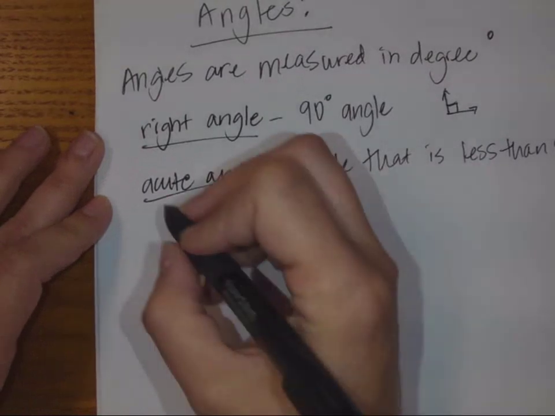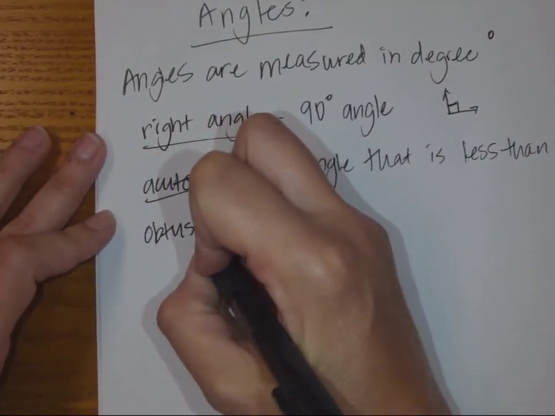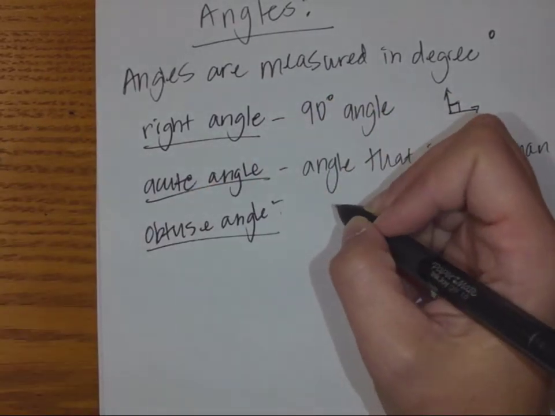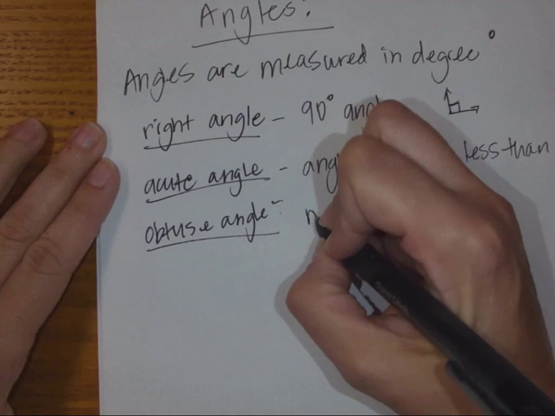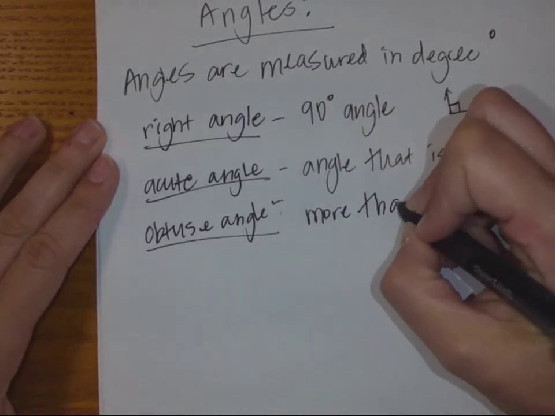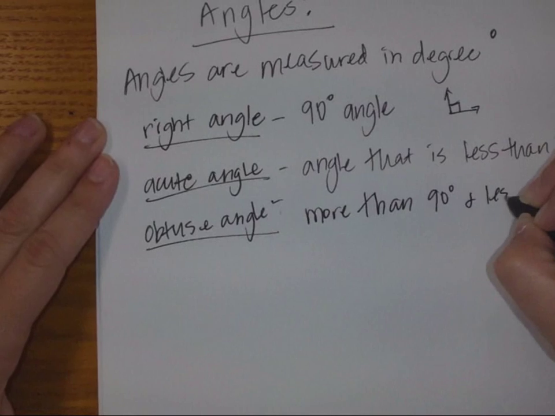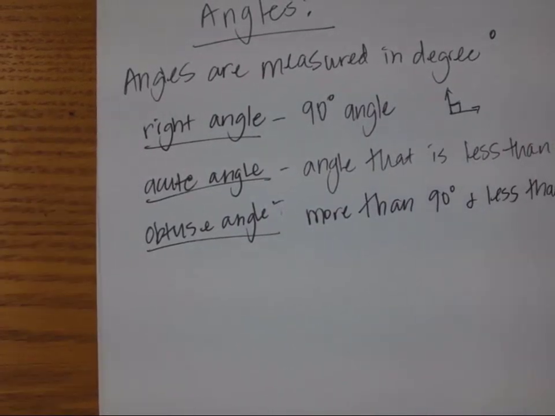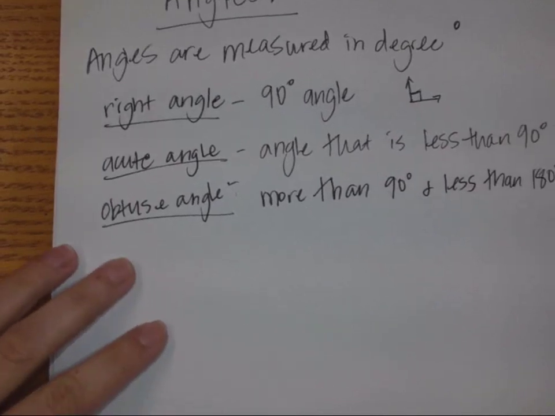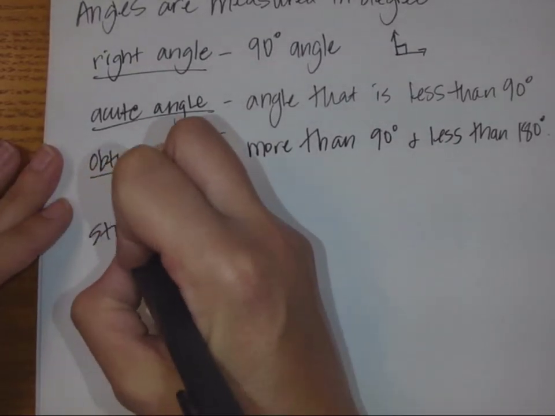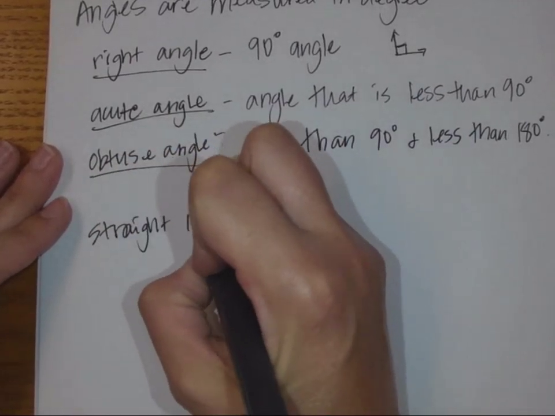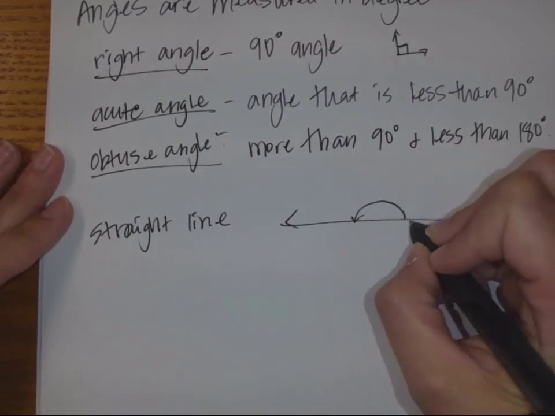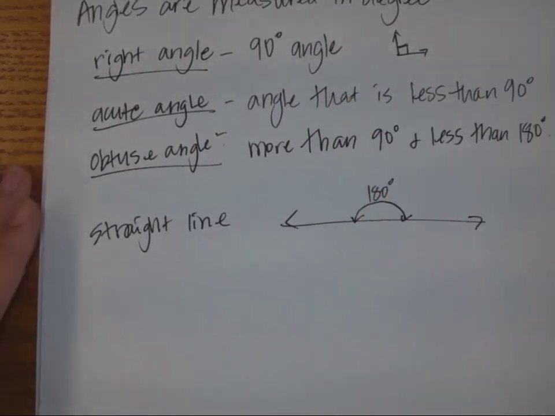The opposite of that would be an obtuse angle. An obtuse angle is more than 90 degrees but less than 180 degrees. The angle measure of a straight line, from here over to here, is 180 degrees.